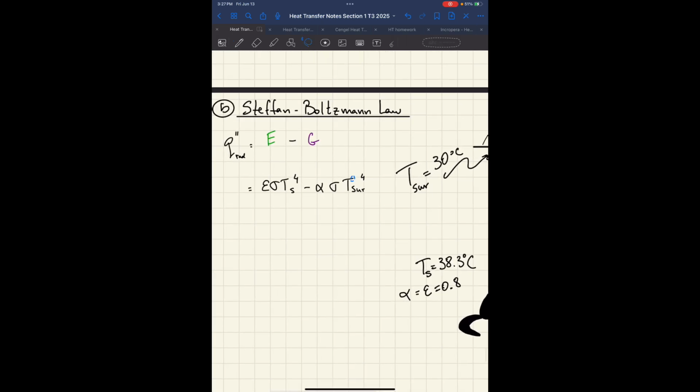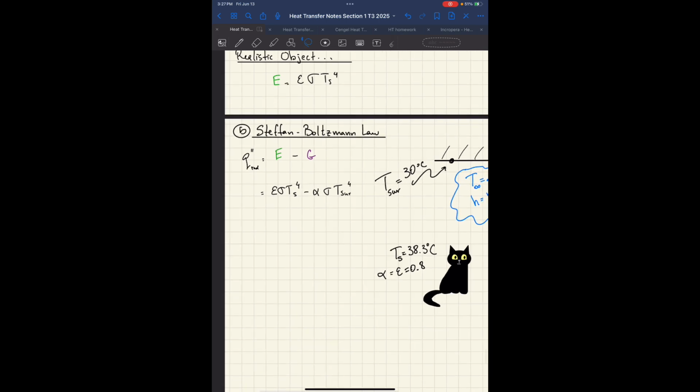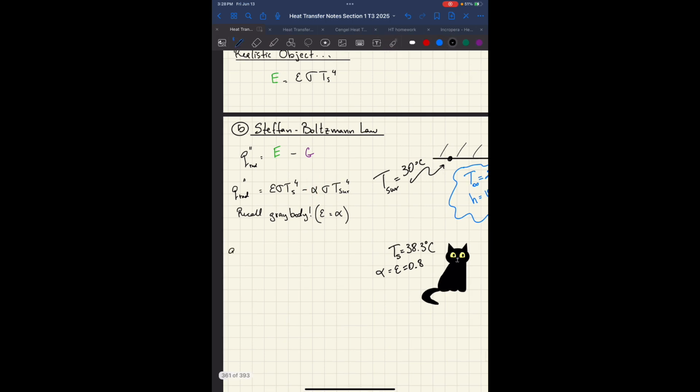Okay. So remember, or recall, gray body, epsilon equals alpha. Like this. So I can replace this alpha with epsilon. So now I'm left with this.